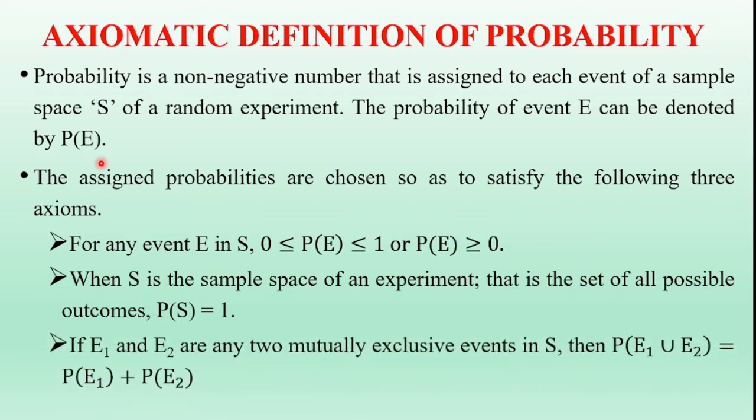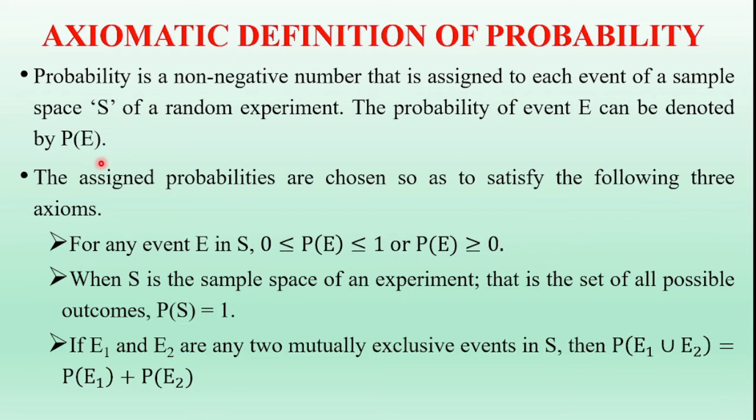And the third axiomatic condition is, if events E1 and E2 are any two mutually exclusive events in the sample space capital S, then the probability of E1 union E2 is equal to the sum of the individual probabilities of the events, that is, P(E1) plus P(E2). So these three are the axiomatic conditions.